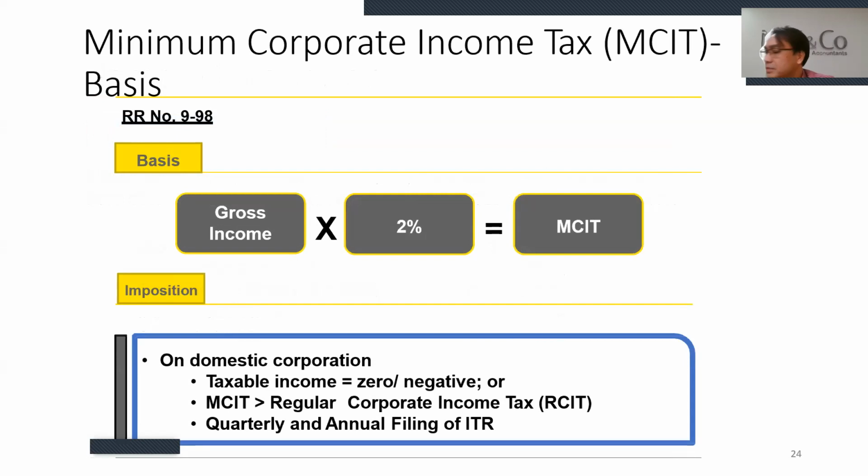Time check. Oh, we have 30 minutes. O wag na lang siguro natin itong pag-usapan.